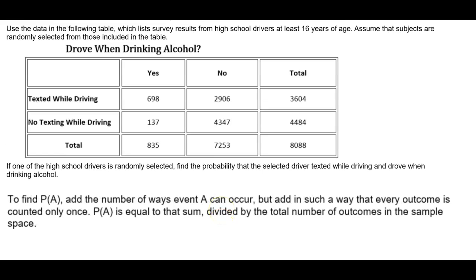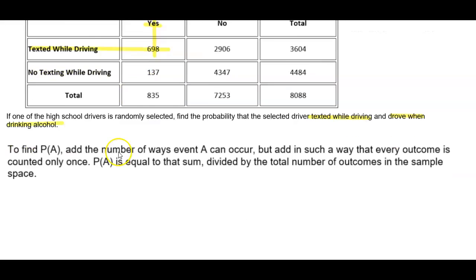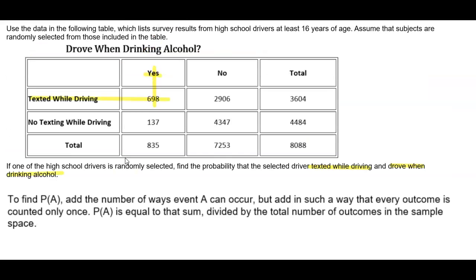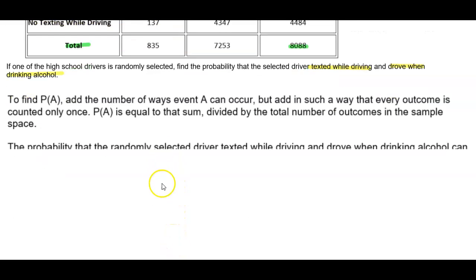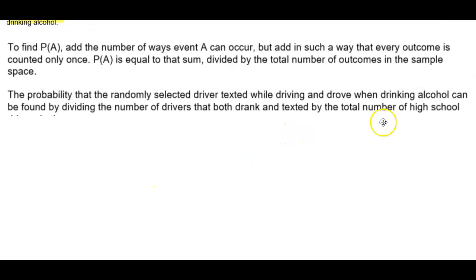Well, we know that drove when drinking alcohol is yes, and the driver texted while driving, so that means the amount is 698. Now we also need to compare that to the total, which is 8,088. The probability that a randomly selected driver texted while driving and drove when drinking alcohol can be found by dividing the number of drivers that both drank and texted by the total number of high school drivers in the survey.